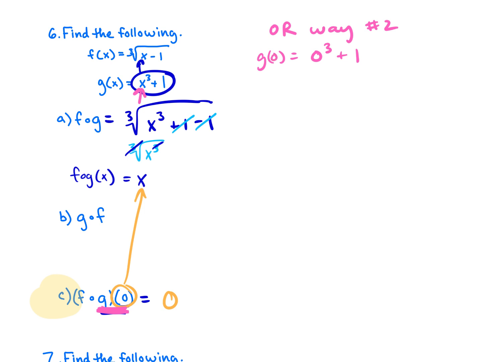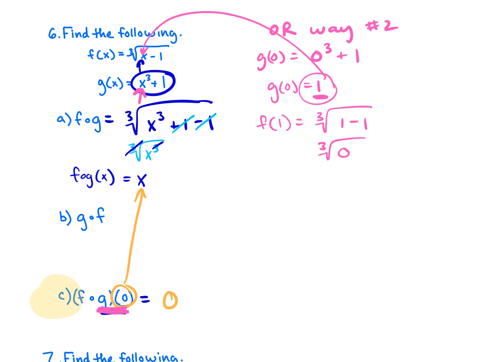0 plus 1 would just be 1. So g of 0 is 1. Then we take that answer and plug it into the x in f. So we start with the inside, then do the outside one. So f of 1 now would be the cubed root of 1 minus 1, which is the cubed root of 0, which is just 0.